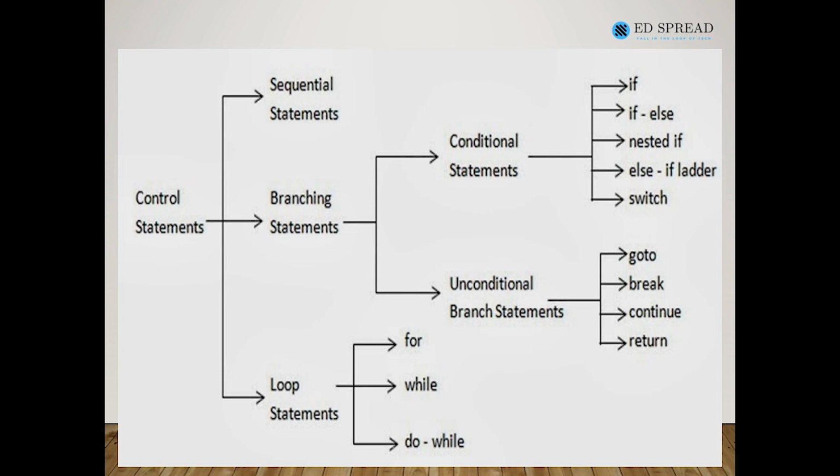Right. So the control statements can be mainly divided into three types: the sequential statements, the branching statements, and the loop statements. Loop statements are also known as iteration statements, according to the previous slide. The branching statements can again be divided into two types, the conditional statements and the unconditional statements. The conditional statements consist of if else, nested if, else if ladder, and the switch case, and goto, break, continue, return. And the loop statements consist of the for loop, while loop, and do while loop.